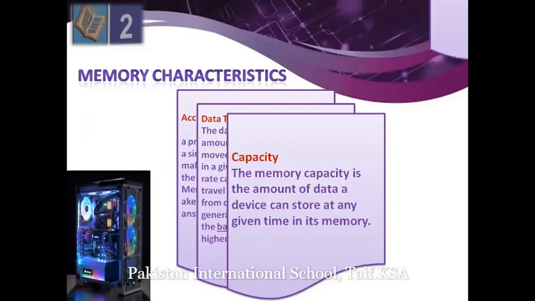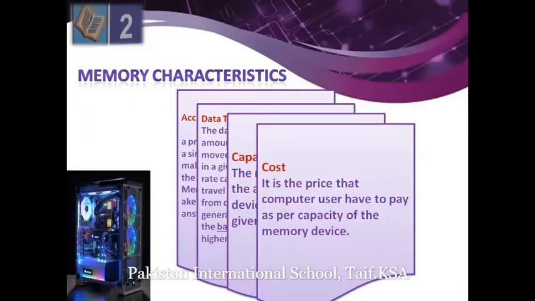So next we have cost. It is the price that computer users have to pay as per capacity of the memory device. If you increase the capacity of your memory device, your cost will automatically increase. So if you have more capacity, you have to pay more. The price of that memory device is more than the others.